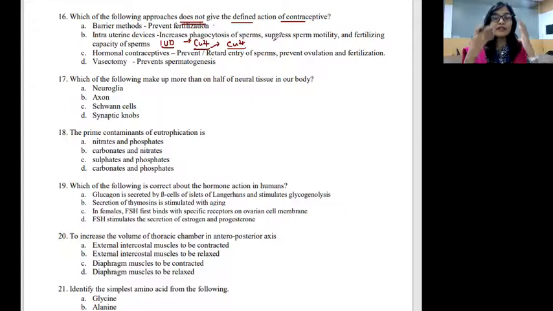They're going to engulf the sperms which come through the vaginal region. Yes, so ultimately it will stop the fertilization. So this is also a correct statement, but we cannot choose this option. Hormonal contraceptives. Yes, people used to take hormonal contraceptives to prevent what? Ovulation, fertilization. So this is also correct.